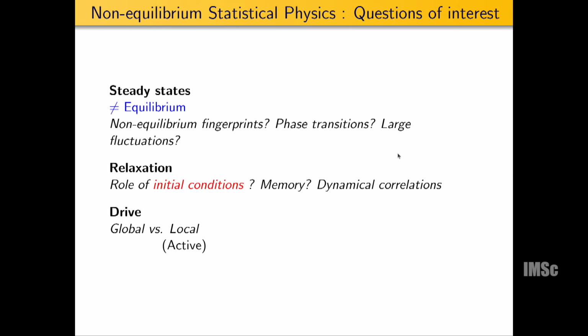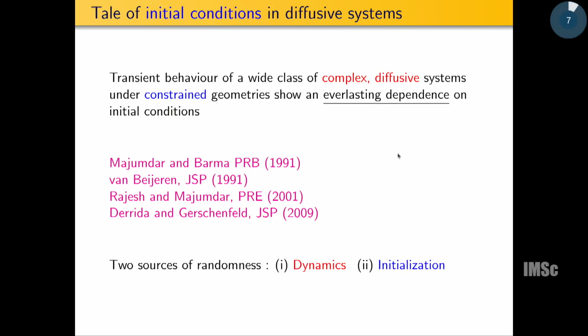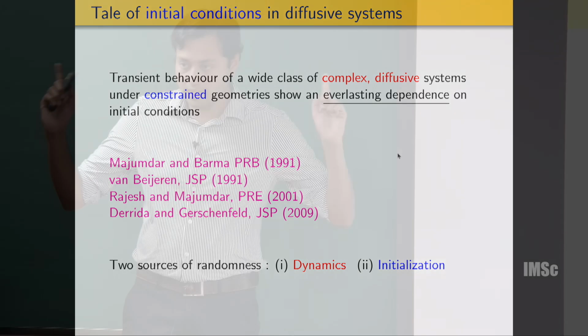So let's look at the 1D systems first and why these systems have been of interest to me for some time. We are looking at a very peculiar thing, in a way, that the initial conditions are remembered by certain systems in 1D. The statement of this problem is basically that if you look at certain complex constrained systems made up of entities which execute diffusive dynamics, then the transient behavior for this wide class of diffusive systems shows an everlasting dependence on the initial conditions. They are never really forgotten if you consider infinite systems.